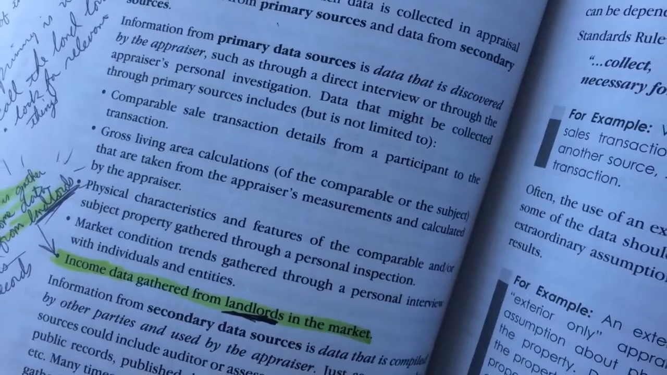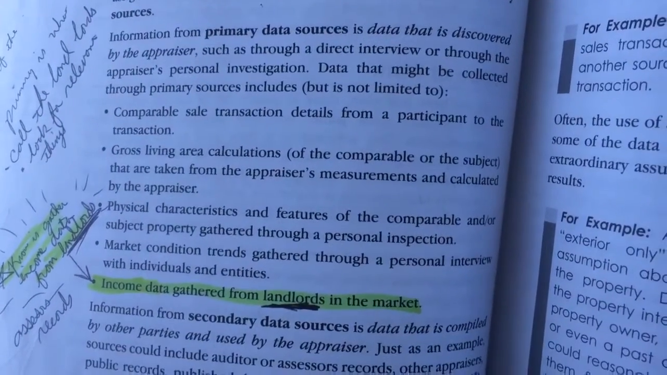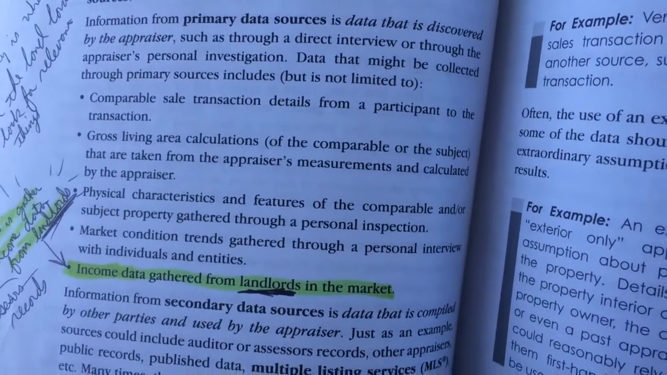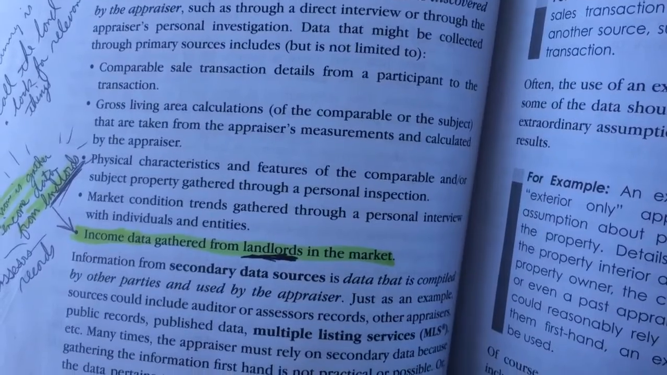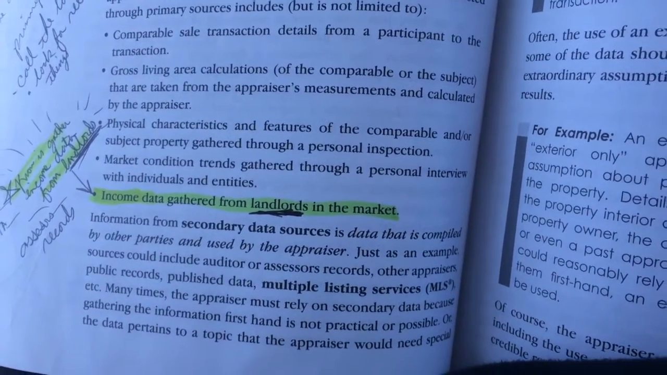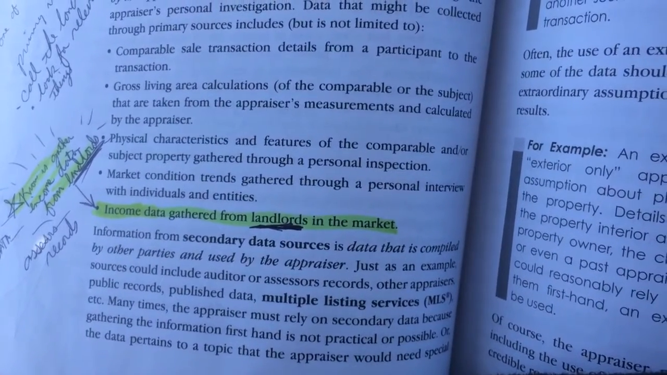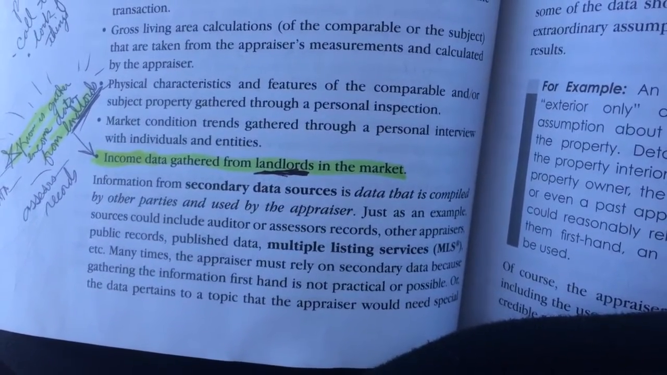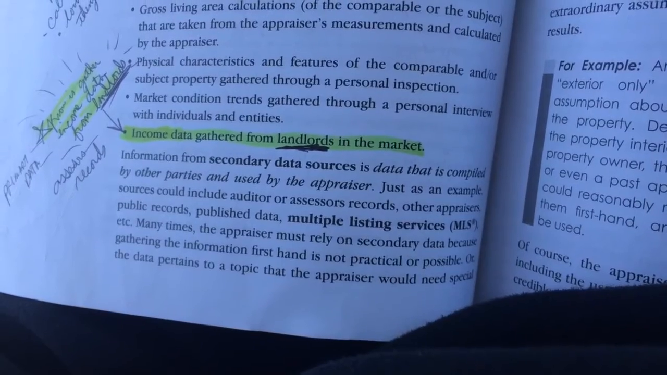Data that might be collected through primary sources includes, but is not limited to, comparable sale transaction details from a participant to the transaction, gross living area calculations of the comparable or the subject that are taken from the appraiser's measurements and calculated by the appraiser, physical characteristics and features of the comparable and/or subject property gathered through a personal inspection, market condition trends gathered through a personal interview with individuals and entities, income data gathered from landlords in the market.